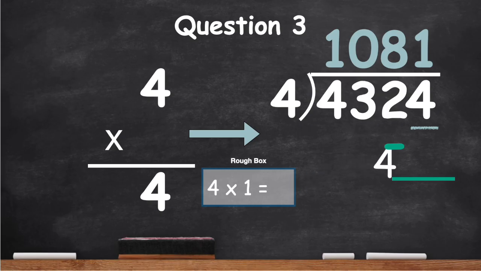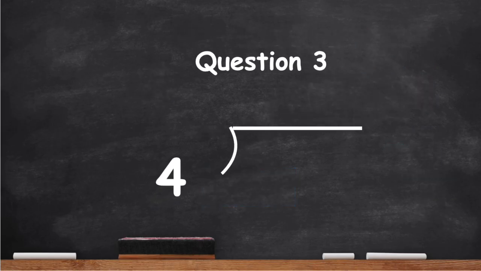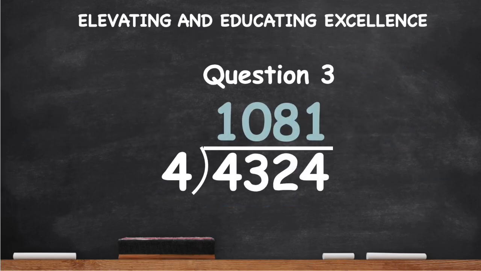We're going to write that 4 underneath the 4 in the division section. Then we're going to do 4 minus 4. 4 minus 4 equals 0. So the answer is 1,081.